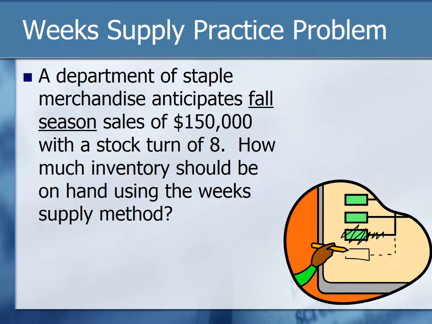All right, let's work on one more practice problem before we conclude this module. A department of staple merchandise anticipates fall season sales of $150,000, so that's the seasonal sales planned, with a stock turn of 8. Again, that's a seasonal stock turnover. How much inventory should be on hand using the weeks of supply method? Again, you will first have to calculate the number of weeks supply, and then also need an average weekly sales. Then you multiply those two numbers to calculate the inventory planned, or the average inventory.